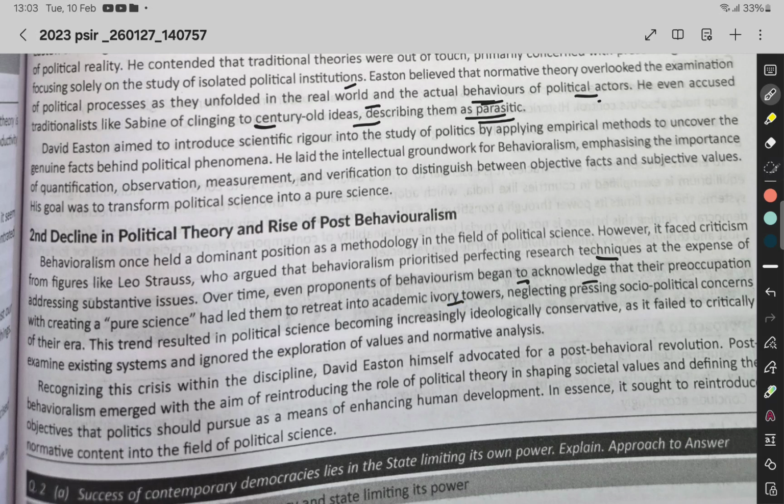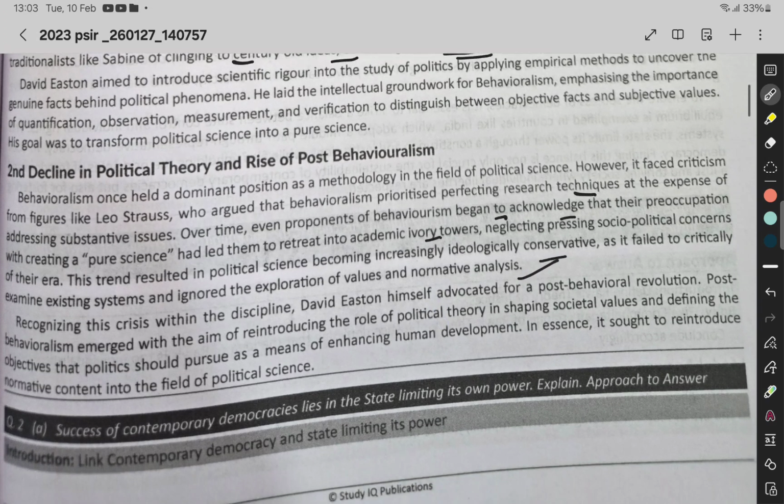The strain resulted in political science becoming increasingly ideologically conservative, as it failed to critically examine the existing system and ignored the exploration of values and normative analysis. Recognizing this crisis within the discipline, David Easton himself advocated for a post-behavioral revolution. Post-behavioralism emerged with the aim of reintroducing the role of political theory in shaping societal values and defining the objectives that politics should pursue as a means of enhancing human development. In a sense, it sought to reintroduce normative content into the field of political science.